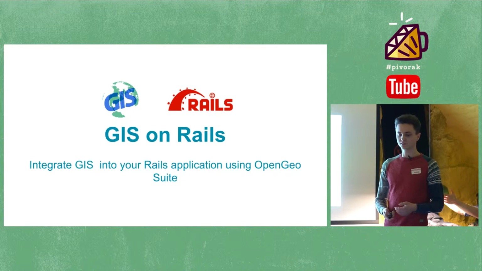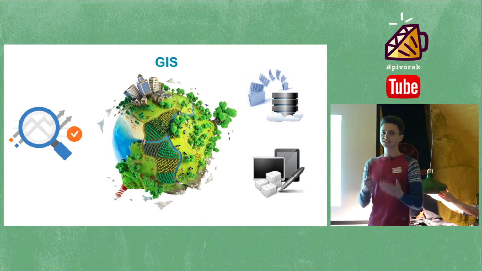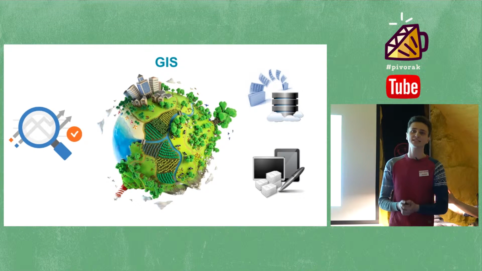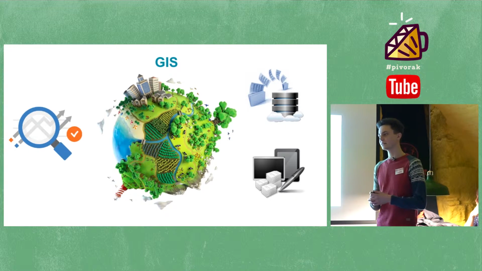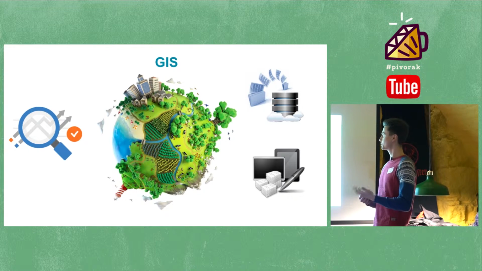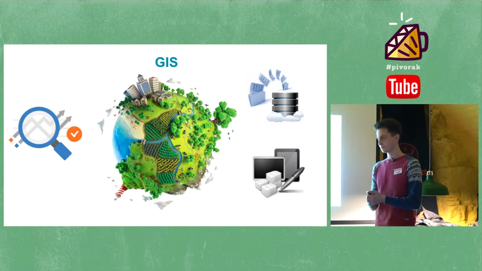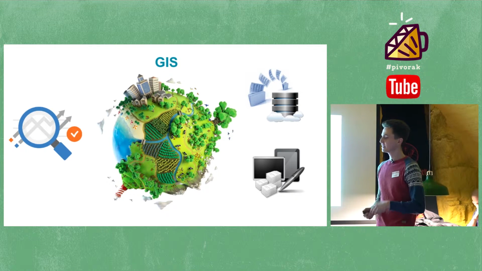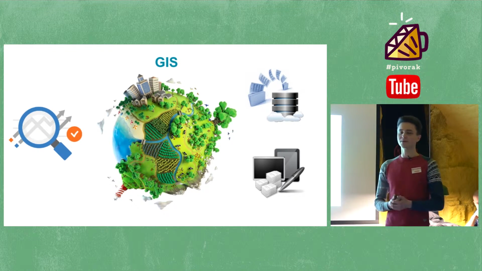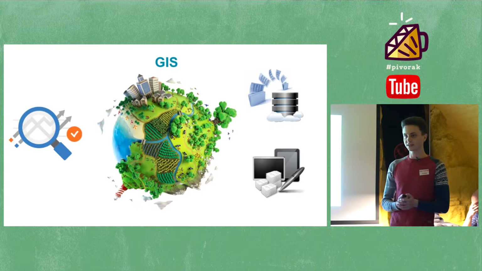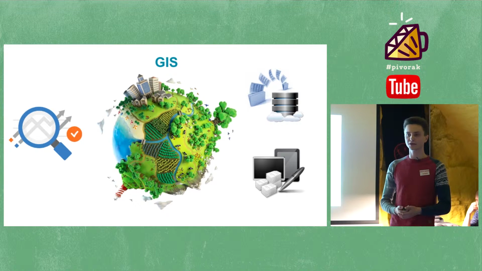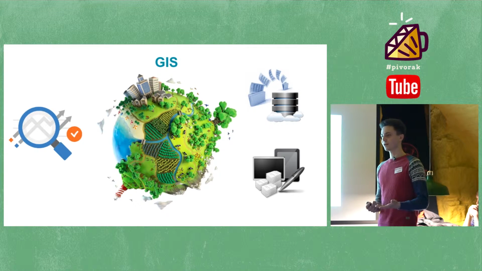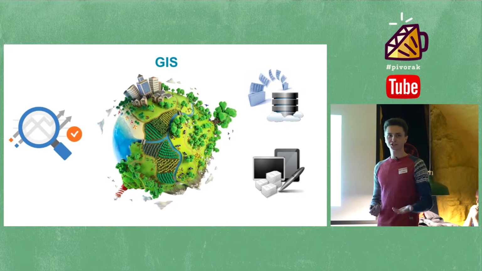So what is GIS? GIS stands for Geographic Information System, which is a system that allows you to store, manipulate, analyze, and serve geospatial data. It has many applications related to it, in such fields as communication, agriculture, logistics, business, and others.